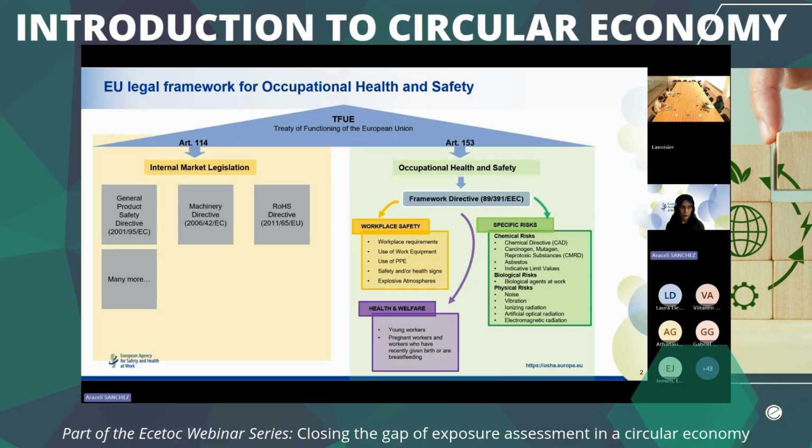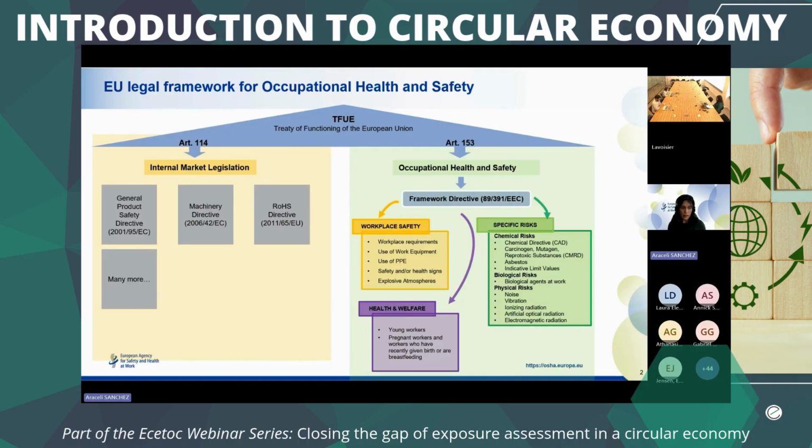This Article 114 gives the European Union the authority to harmonize national law, to remove trade barriers in the internal market, and to achieve a high level of protection for consumers and the environment. So on this basis, many directives have been approved. Very relevant for today are the General Product Safety Directive and the Restriction of Hazardous Substances in Electronic Equipment Directive. And these are important because they introduce restrictions on substances in the products.